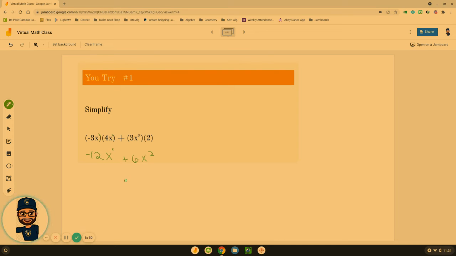Now notice, though, I have -12 of the x squareds and 6 of the x squareds. Are those like terms? They are, because they have the exact same variable with the exact same exponent, x squared. So I can add the -12 plus 6 to get -6 of those x squareds. Remember, when we add or subtract elements and terms together, we do not change the variable.